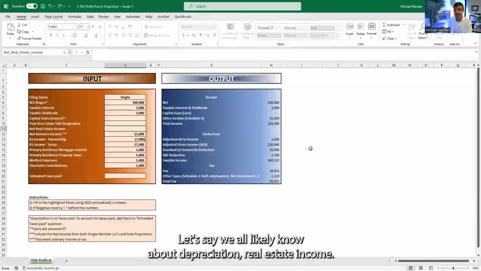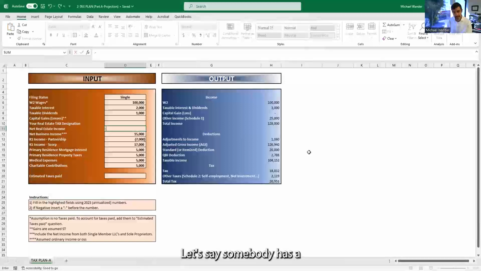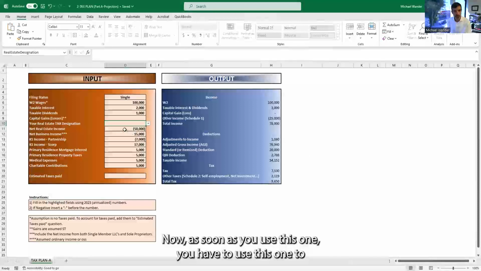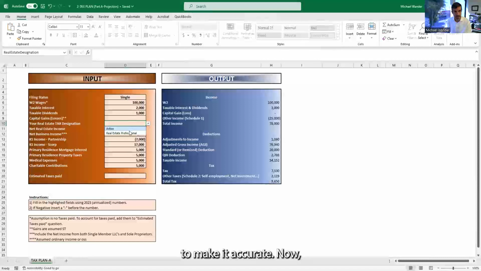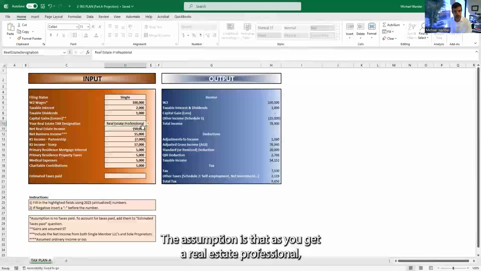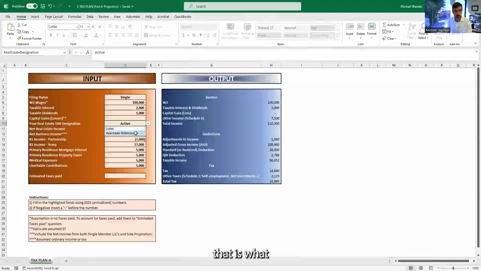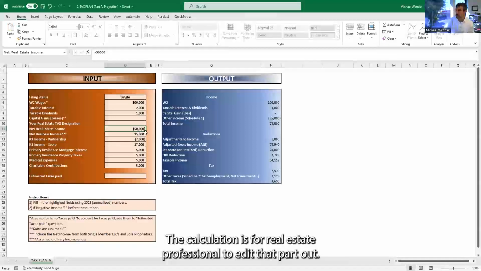Net real estate income. Let's say, we all likely know about depreciation, real estate income. Let's say somebody has a $50,000 paper loss, right? As soon as you use this one, you have to use this one too to make it accurate. Now, the assumption is that if there's nothing here, then the calculation is for a real estate professional.